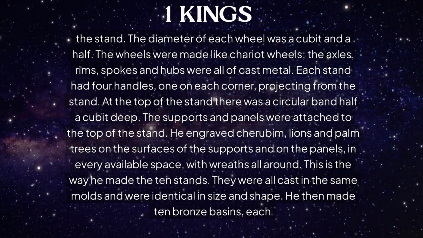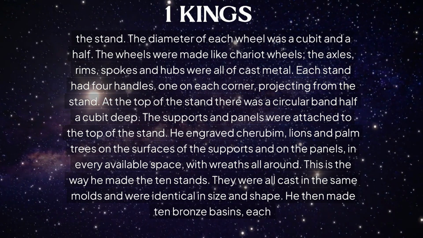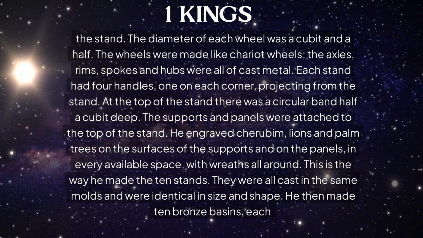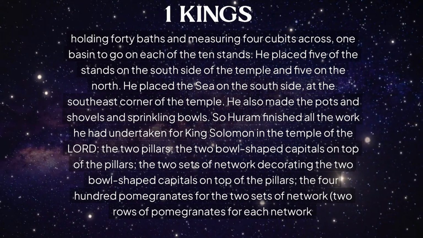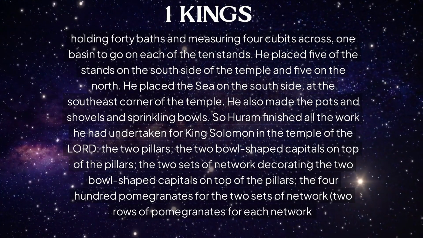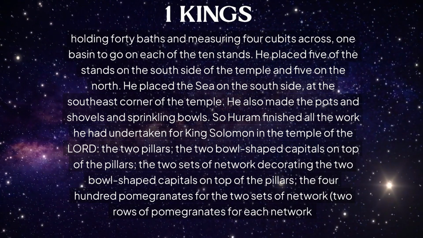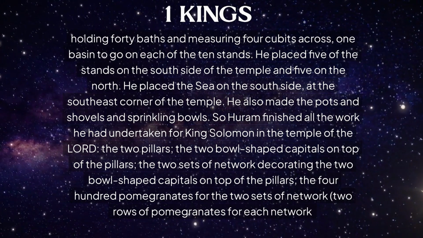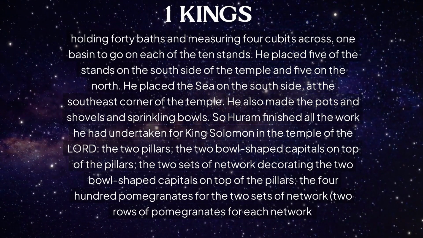This is the way he made the 10 stands. They were all cast in the same molds and were identical in size and shape. He then made 10 bronze basins, each holding 40 baths and measuring 4 cubits across, 1 basin to go on each of the 10 stands. He placed 5 of the stands on the south side of the temple and 5 on the north. He placed the sea on the south side, at the southeast corner of the temple. He also made the pots and shovels and sprinkling bowls.